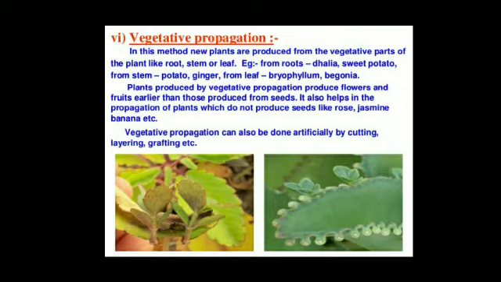In the process of cutting, you just cut the stem of a plant and put that stem into the soil. In the process of layering, which is done in the plant jasmine, you have to take a branch of the plant and put that part of the plant into the soil. After a period of time, that dipped portion develops into a new plant.